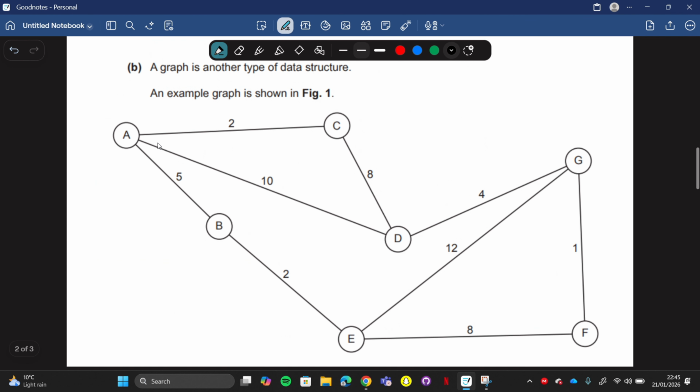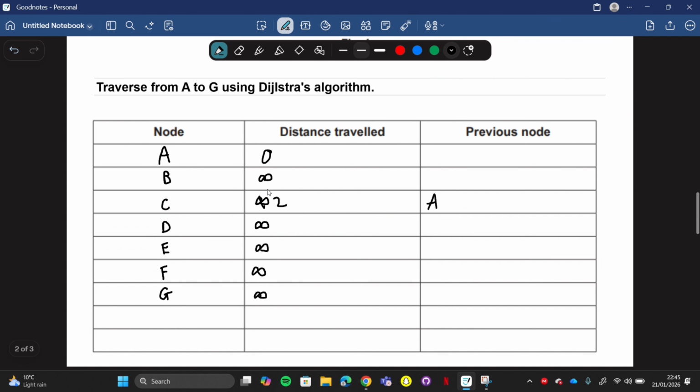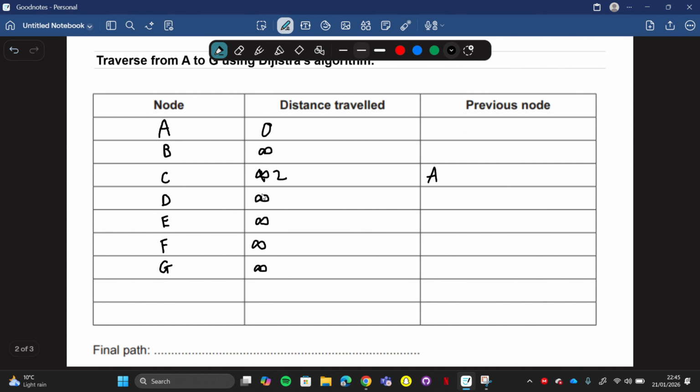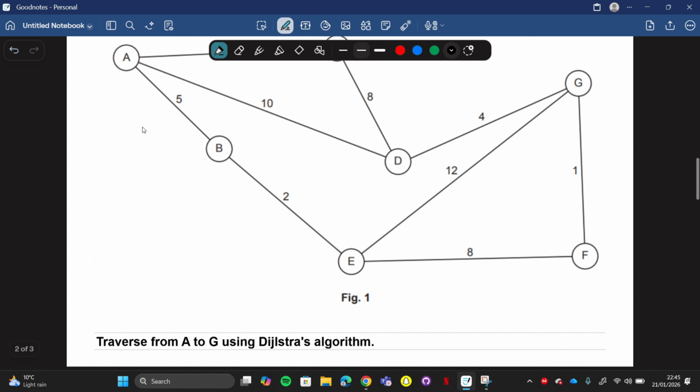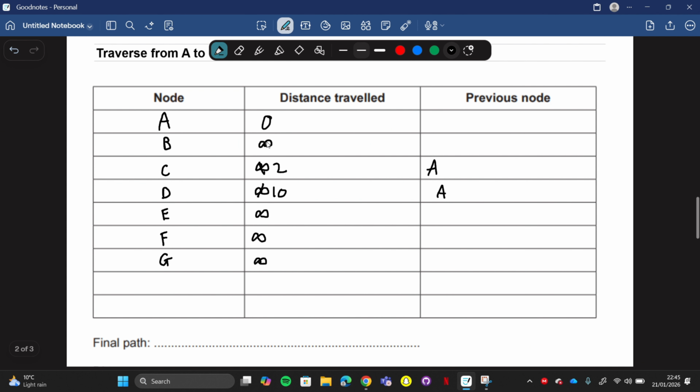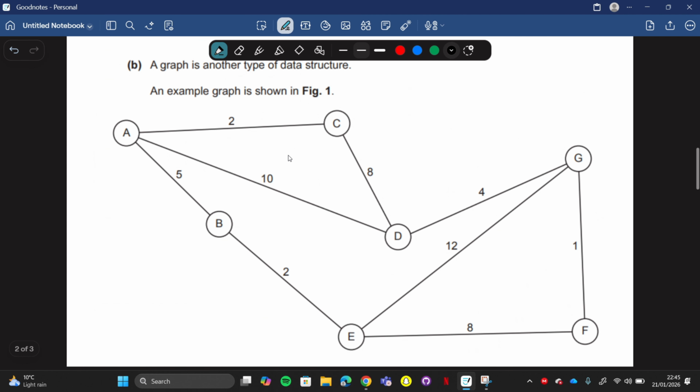Then we look at A to D, distance of 10, previous node A. Then we look at the final neighbor, which is B. So it has a distance of 5, previous node A. Now you tell me, A is visited, so let's try to move on. Which node has the lowest distance traveled which isn't visited? It's C, right? It has a distance traveled of 2. So we want to go to C and see what's going on at C.